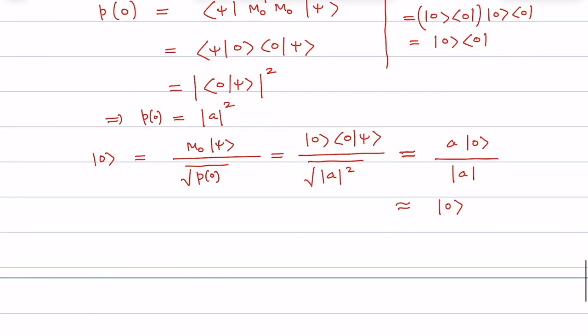Similarly, for the other case M1, we can have it. Now here you just have to note that the quantum state is defined up to a phase, and here this quantity a by |a| can be at the max e to the power of some phase factor. Anyway, this phase factor, as you know, is not going to play any role here.